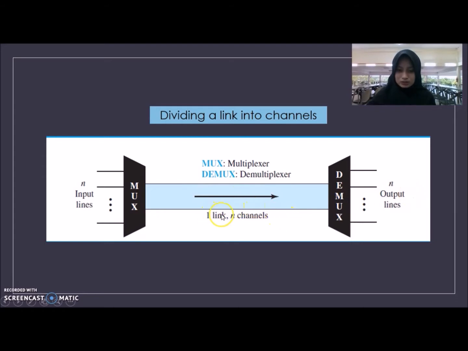In the figure, the word link refers to the physical path, and the word channel refers to the portion of a link that carries a transmission between a given pair of lines. One link can have many channels.